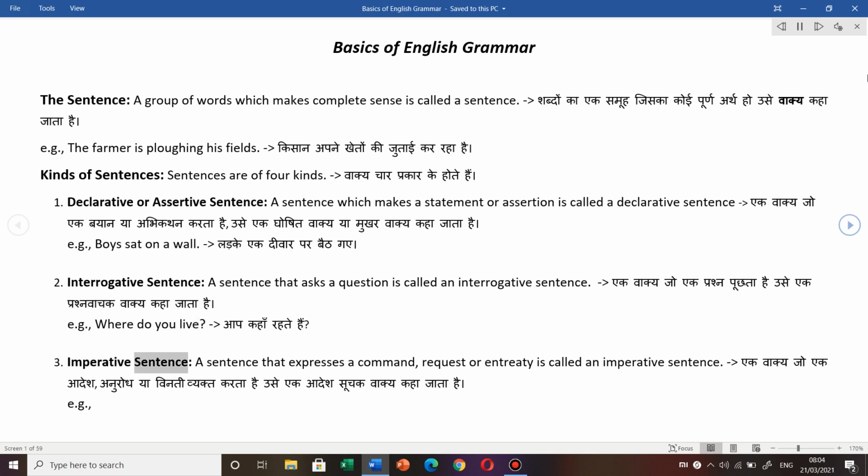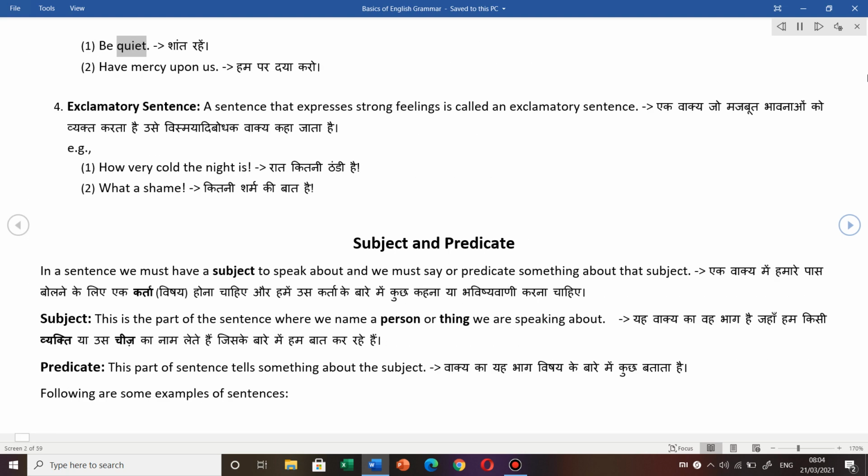Imperative sentence. A sentence that expresses a command, request or entreaty is called an imperative sentence. For example, be quiet. Have mercy upon us. Exclamatory sentence. A sentence that expresses strong feelings is called an exclamatory sentence. For example, how very cold the night is. What a shame!